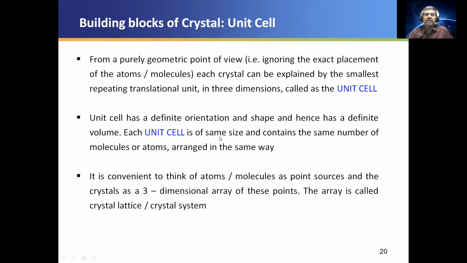Each unit cell is of the same size and contains the same number of molecules or atoms arranged in the same way. It is convenient to think of atoms or molecules as point sources and the crystal as a three-dimensional array of these points. The array is called the crystal lattice or the crystal system.